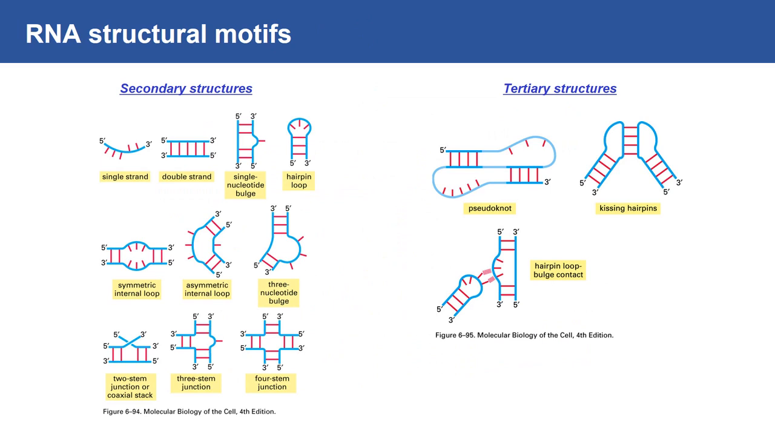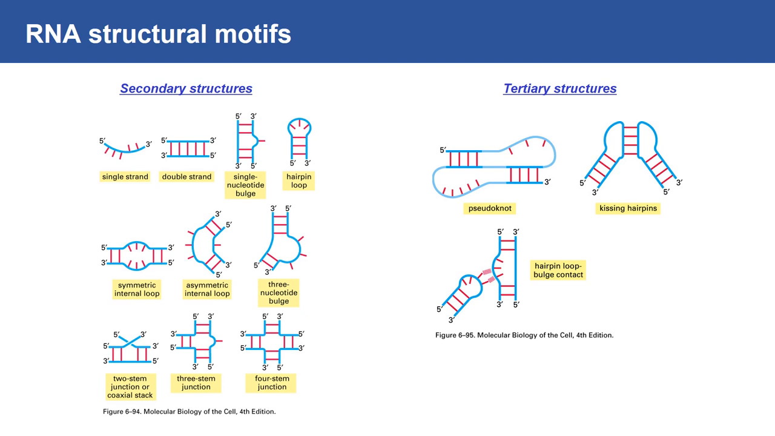There are several mRNA structural motifs. Those are important in regulation. Most of the time they're just single strand. There are double strands that are then not translated. You can have single nucleotide bulges, hairpin loops, symmetric internal loops, asymmetrical internal loops, and 3 nucleotide bulges. All of these exist in secondary and tertiary structure, and all of them have important regulatory function.